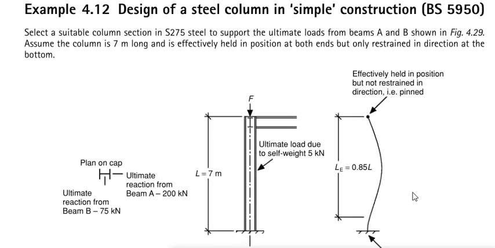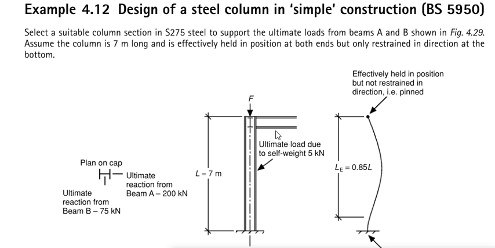Hello. So let's look at the design of a column in simple construction. As we saw in the lecture, in simple construction, there is no restriction to movement at the joints. So we can actually have some rotation in there, and that accounts for computation of some nominal moments. Even though you're saying you don't have restriction to movement, it allows for you to factor in some bits of moments. So we'll see how we get that done.